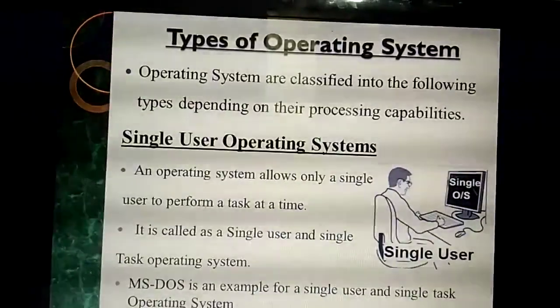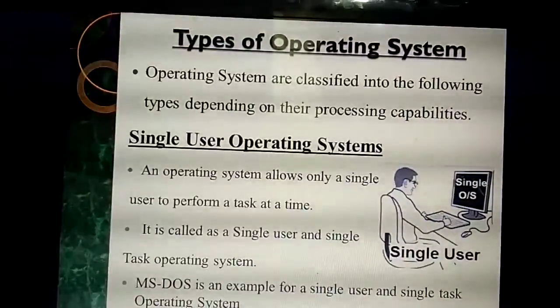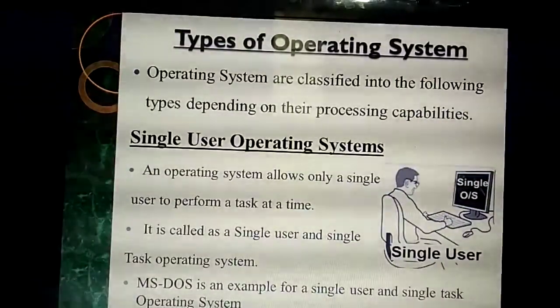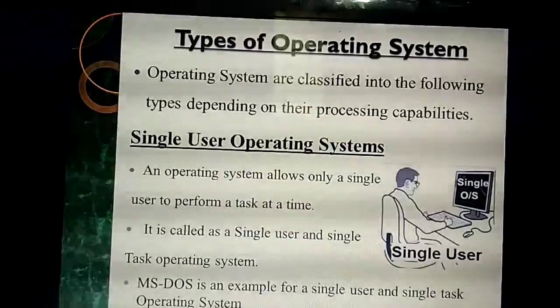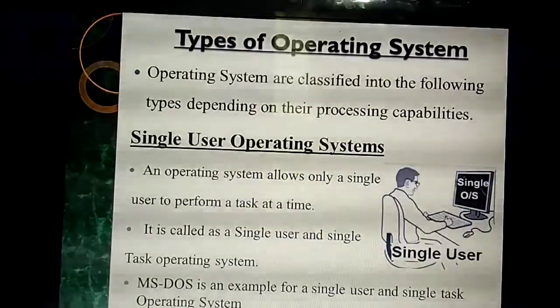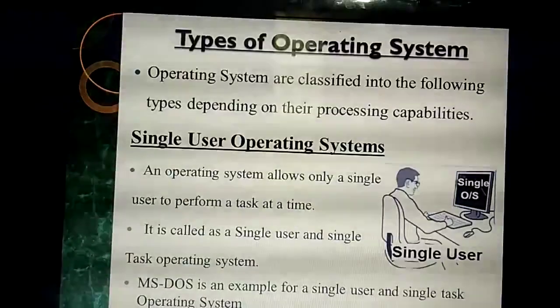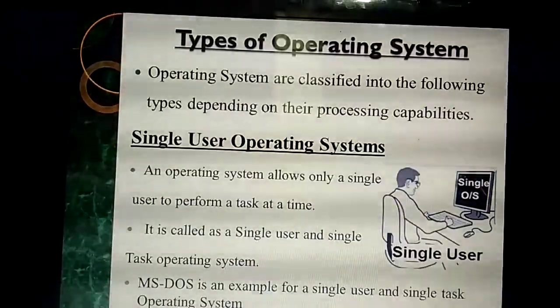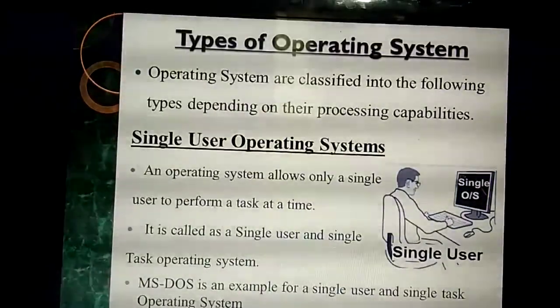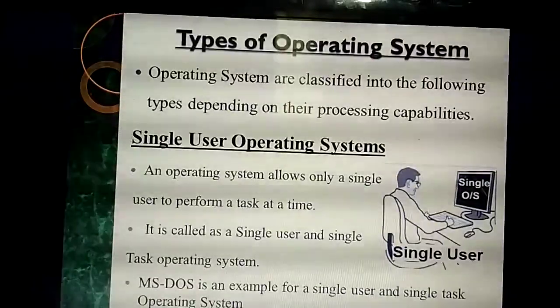Next we are going to study the types of operating system. Types of operating system are differentiated based on their processing capabilities. What do you mean by processing capabilities?